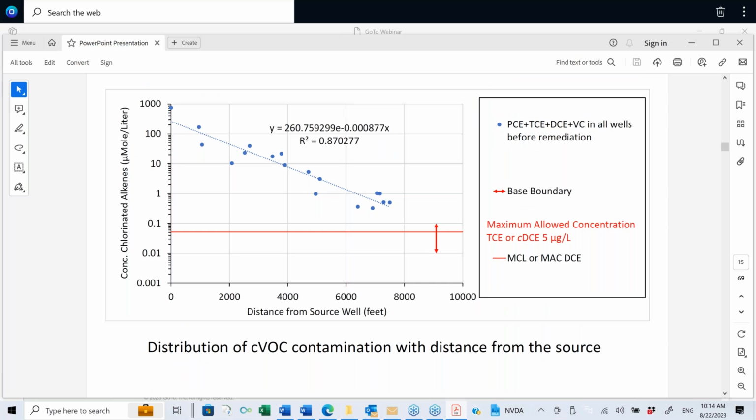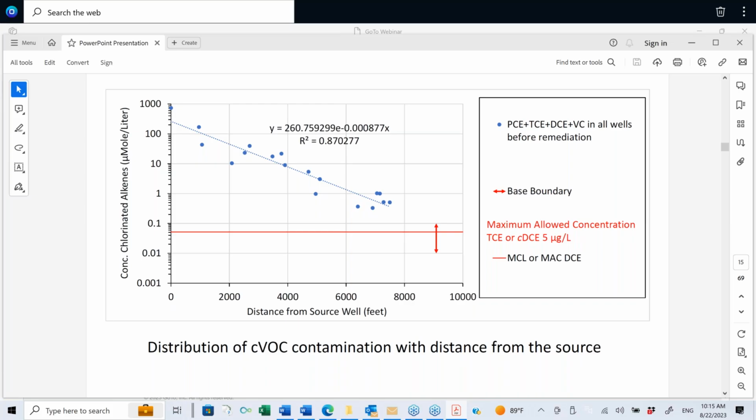So this is one of the tools. It's a beta version of one of the tools being developed by the GSI folks. What it does is it compares on a log scale the concentration of total alkenes with distance along the flow path. And so you see on a log scale, it does tend to fit a log linear relationship fairly nicely. You can project a line through those data and see if there's a prospect that the concentrations would move past the base boundary at a concentration in excess of allowed by the appropriate regulatory authorities.